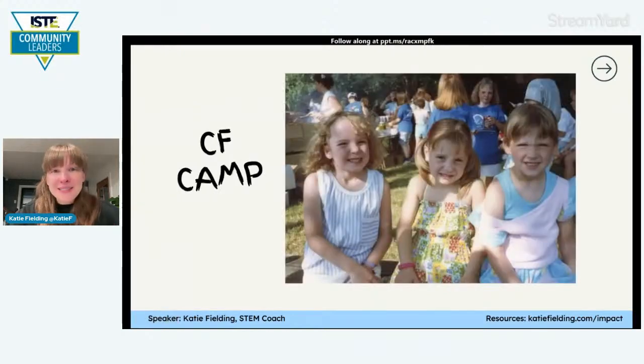I also got to go to CF camp. So you might have seen a movie called 5 Feet Apart. It came out a few years ago about people with CF and not being able to be any closer than like a pool stick or 6 feet from each other.